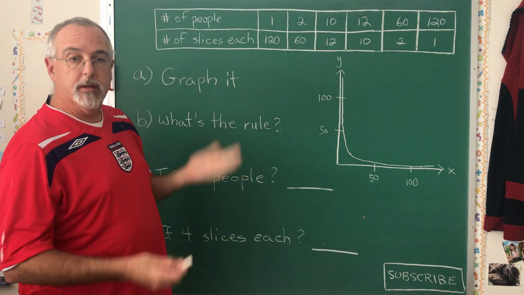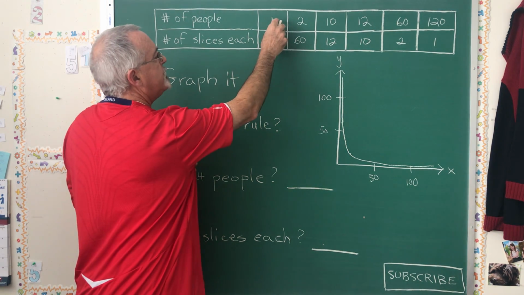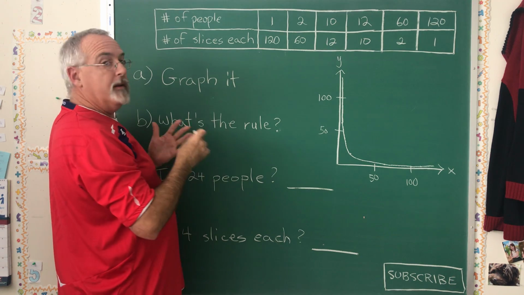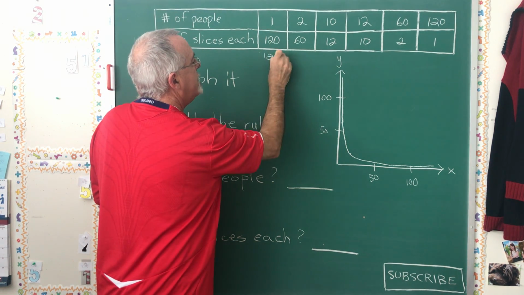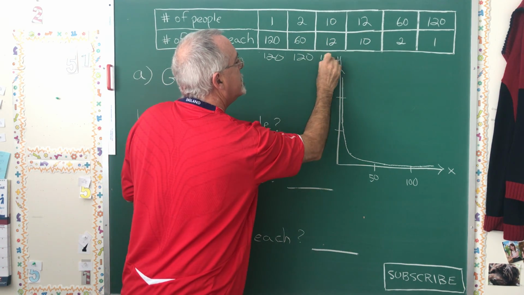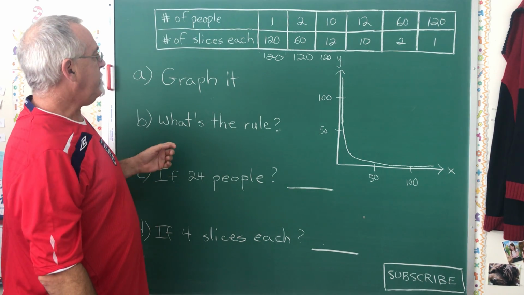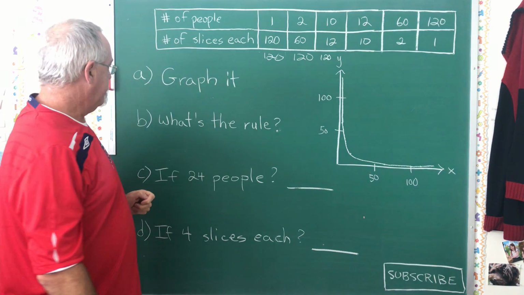But there's another way, which is the constant product test. We have a table of values. If we multiply each x by its y, and we keep getting the same answer, then it tells us this is an inverse function. 1 times 120 is 120, 2 times 60 is 120, 10 times 12 is 120. It's working. We have an inverse function. And I have graphed it, so I've answered part A of my question.